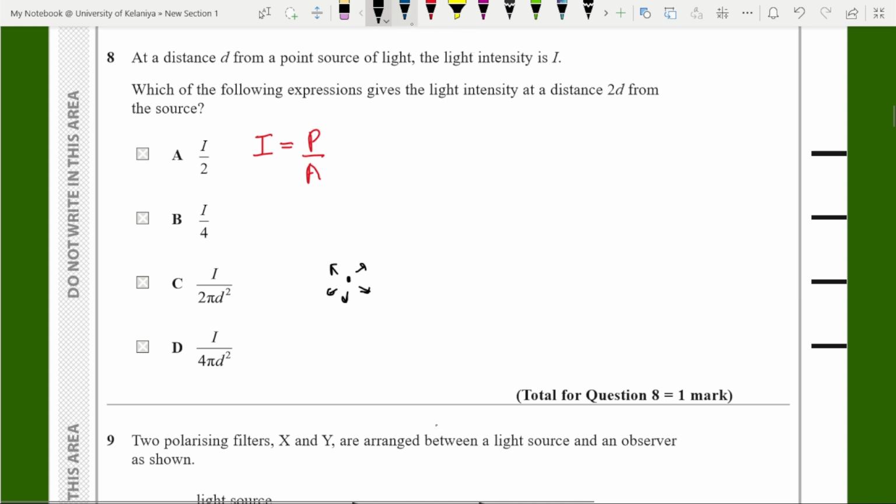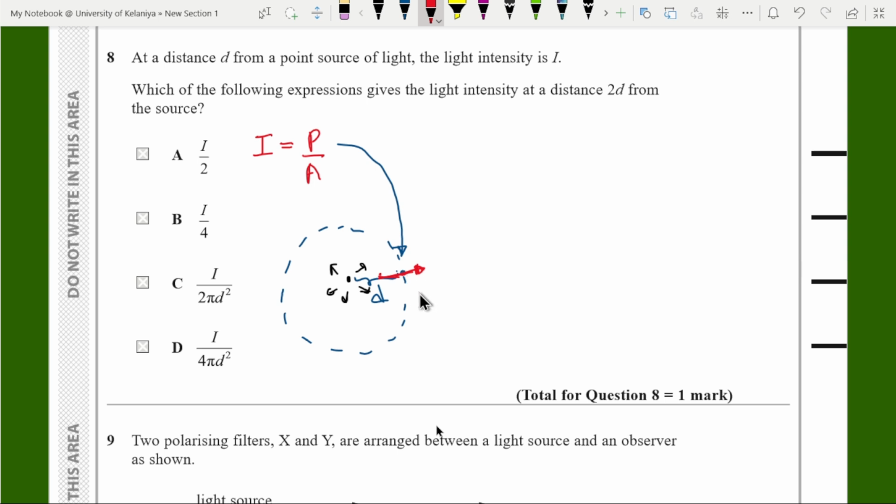Suppose this is the circle that it will create from a distance of D. From here to here we have a distance of D. If you want to take the intensity at this point, then it is equal to what? The energy passing through this point within a unit time. We call that power. What is power? Power is the energy passing through this particular point in a unit time.